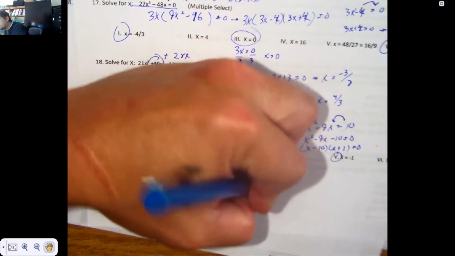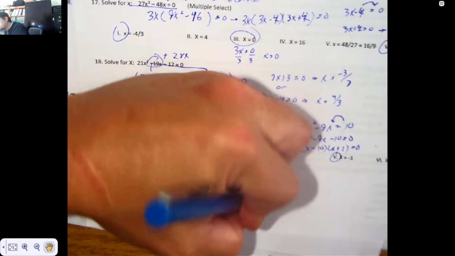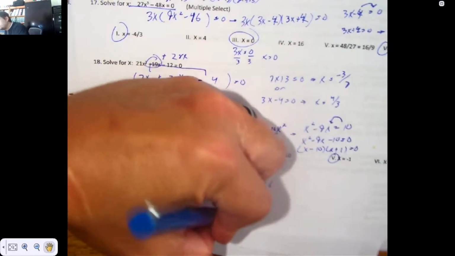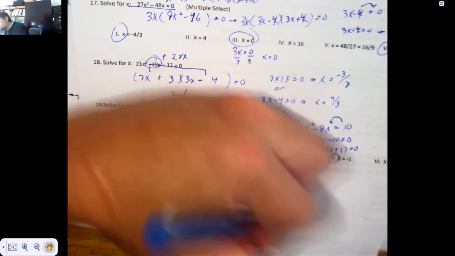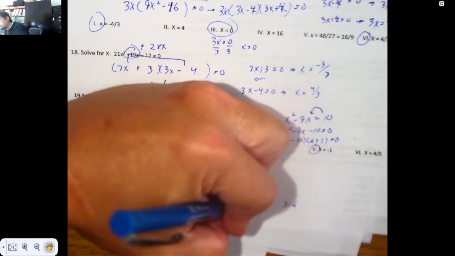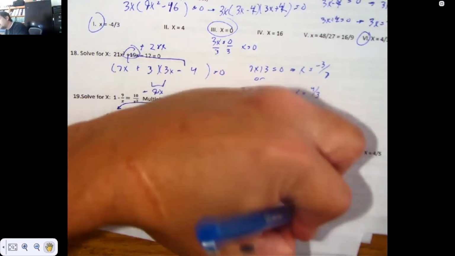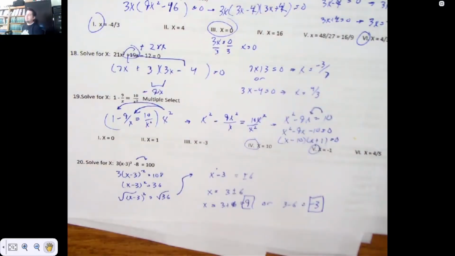The root of 36 is positive or negative 6. So x is going to be 3 plus or minus 6. Think about that individually. I am 3 plus 6, or I am 3 minus 6. 3 plus 6 is 9. 3 minus 6 is negative 3. Those are the two answers. I don't think more than 5 kids got that one right.